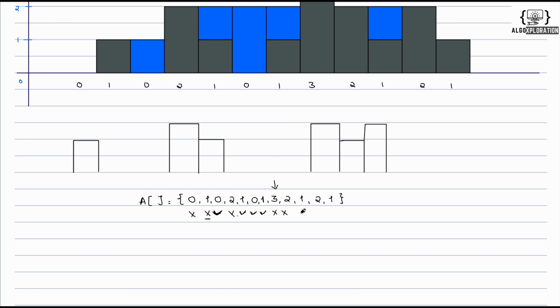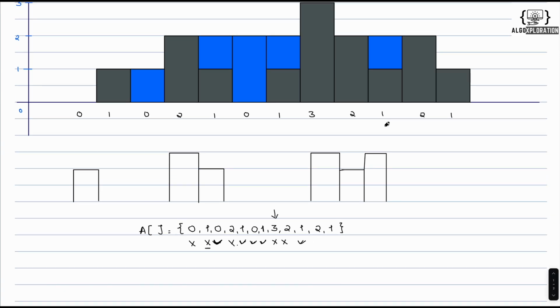Nor this building, but this building can hold the water. Why? Because we are talking about this building. If the water comes, it will be stored, because on the left hand side there is a building of height 2, and also on the right hand side there is a building of height 2. Due to that, this building can hold the water. What about this height 2?